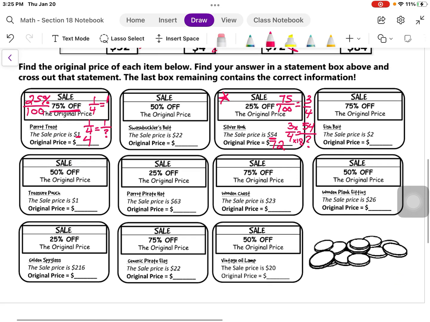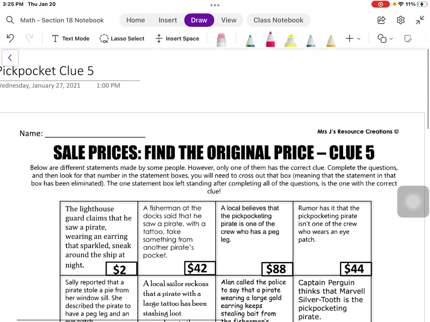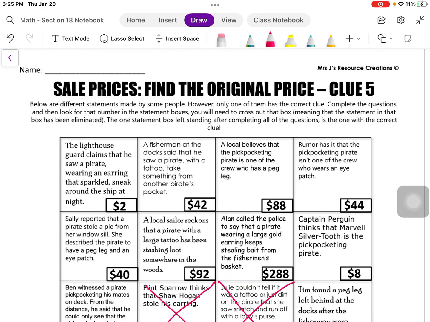All right, good luck. Try some of the others. 50% offers will be easier for you because remember, you're just finding half. The 25 and 75% ones will be a little bit more difficult. Good luck. This is your last clue to figure out who the pickpocketing pirate is.